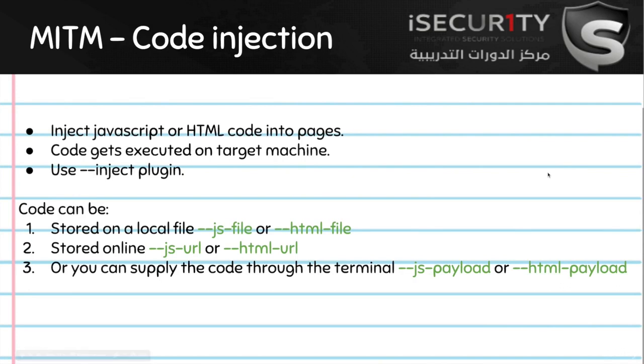In this lecture, we're going to be talking about how to inject code into the browser, into the target computer. Since we're the man in the middle and everything flows through our device, when someone requests a page, we can insert any type of code that we want into that page. Browsers can run two types of code. They can run HTML code and they can run JavaScript code.